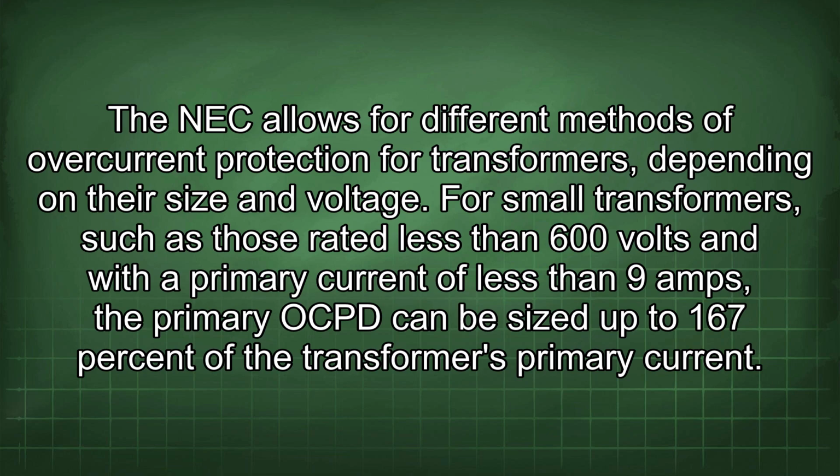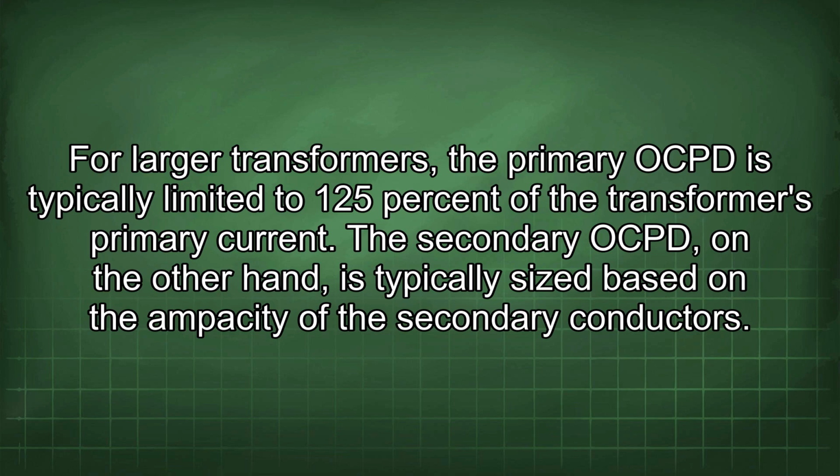For small transformers, such as those rated less than 600 volts and with a primary current of less than 9 amps, the primary octave can be sized up to 167% of the transformer's primary current. For larger transformers, the primary octave is typically limited to 125% of the transformer's primary current. The secondary octave, on the other hand, is typically sized based on the ampacity of the secondary conductors.